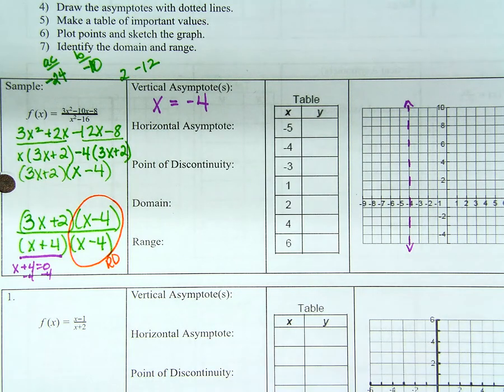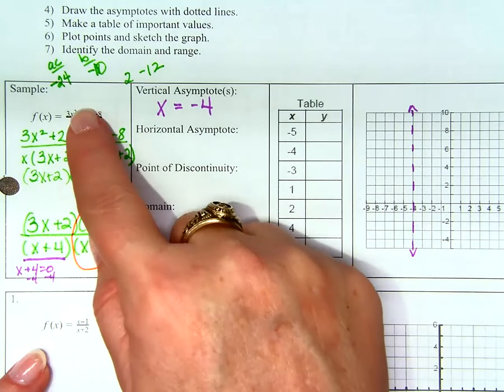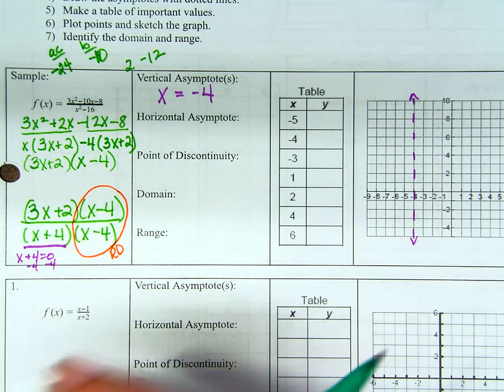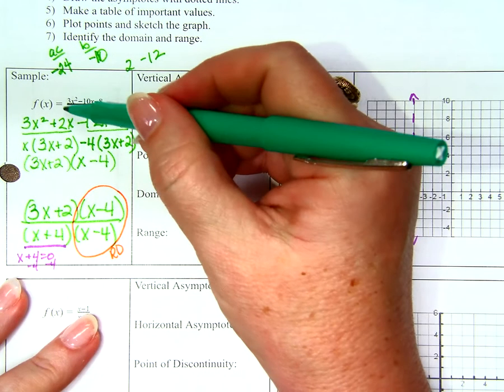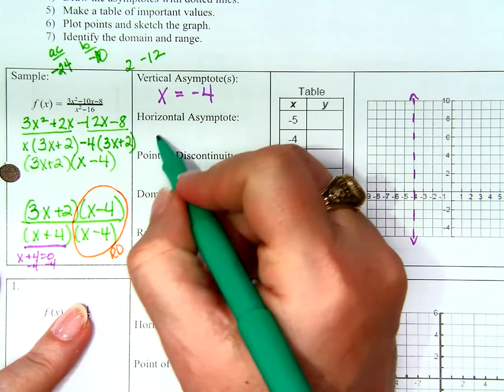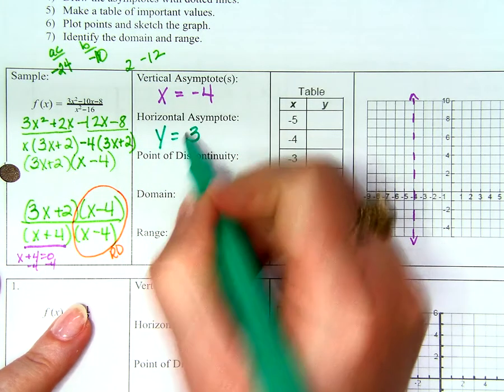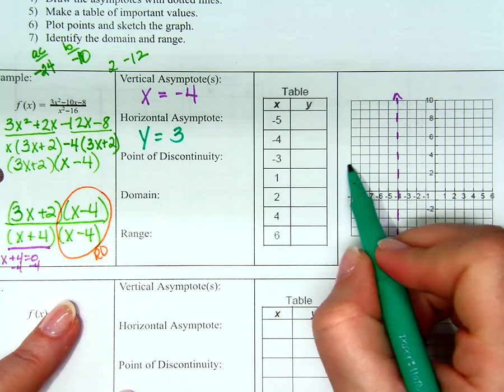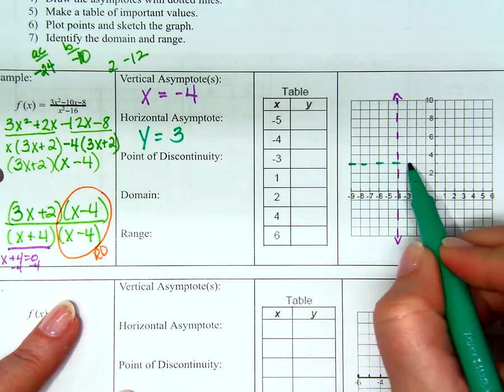Okay? Now what do you want to find next? Horizontal? Okay. So look at the problem. What do we look at first? The exponents. Tell me about the degrees. They are the same. So if they're the same, y equals 3. So if I go ahead and put that on the graph as well, crossing the y-axis at 3.